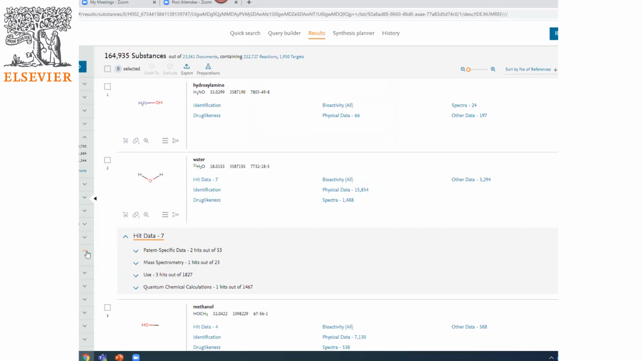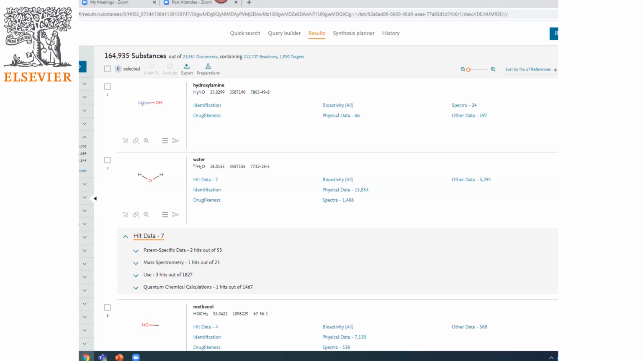Also, we can filter by document types because not all substances have both patents and articles. You can select only substances with patents, substances with articles, with reviews, etc. And also there are several filters related to drug likeness, like logP, hydrogen bond donors, hydrogen bond acceptors, rotatable bonds, etc.